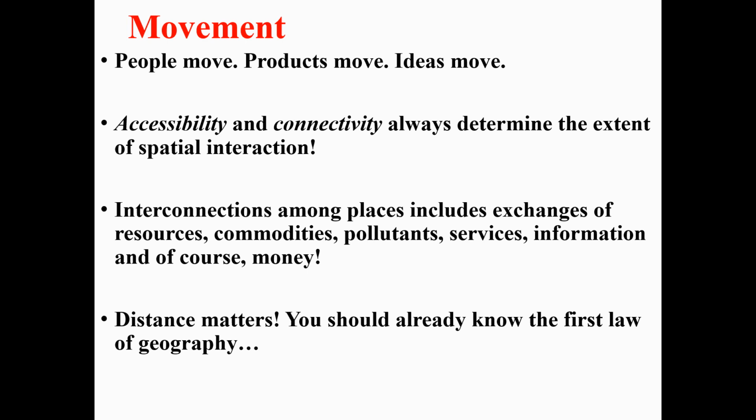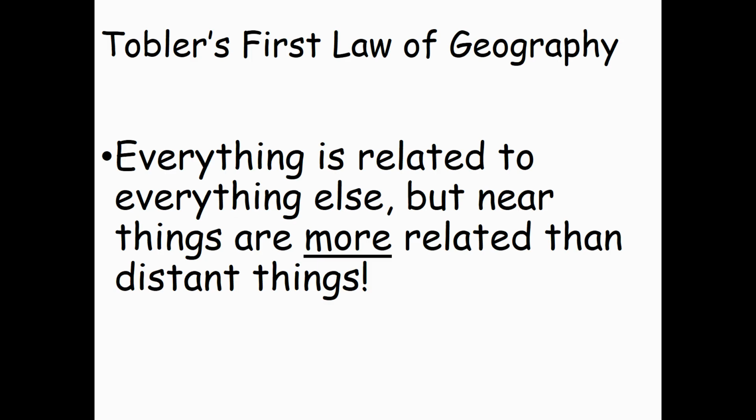So human geography is all about relationships, interconnections, different places, interacting with commodities, services, information, the global economy, and of course, distance matters. Right? Tobler's first law of geography. Everything's related to everything else, but near things are more related than distant things.